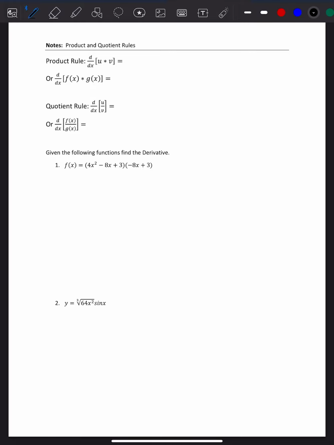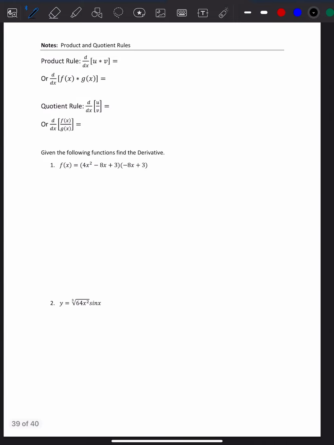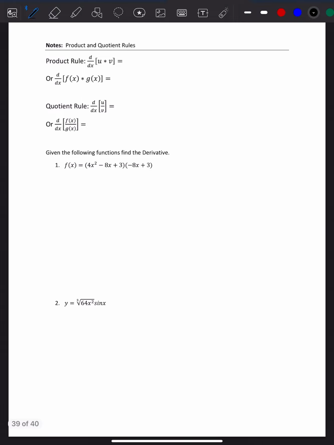Today we're going to be talking about product rule and quotient rule. So, product rule and quotient rule are two rules that have some different notation.